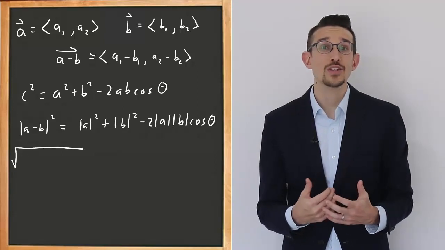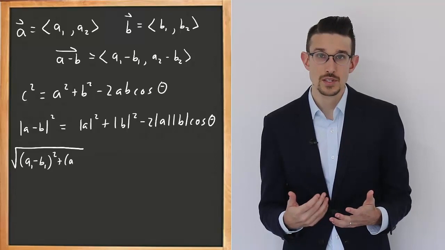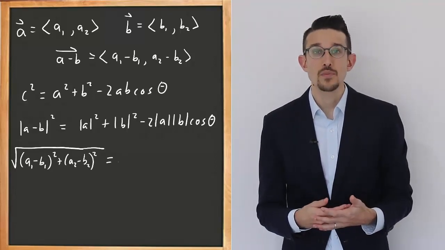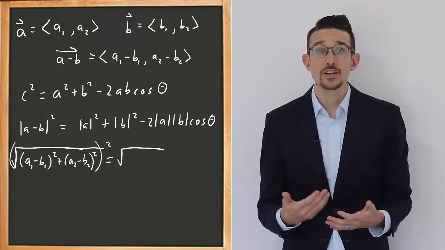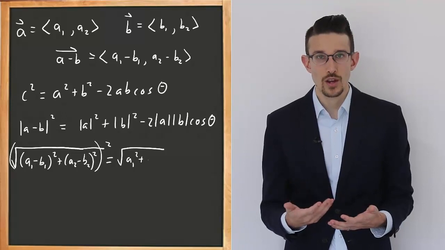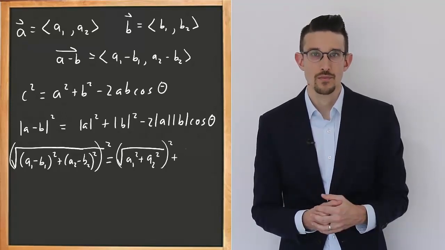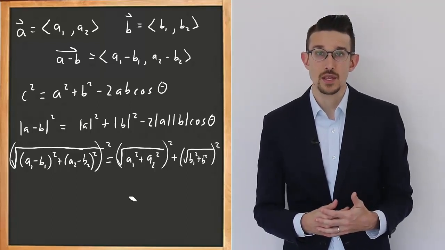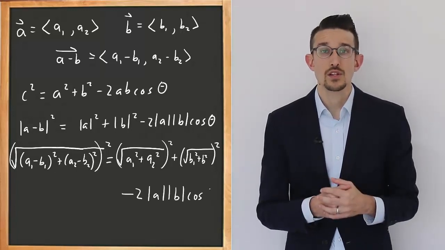All right, now let's substitute some of our components into this equation and see what happens. The magnitude of A squared can simply be A1 squared plus A2 squared. And the magnitude of vector B squared can simply be B1 squared plus B2 squared. Now, let's consider the magnitude of A minus B squared. As you can see, the square is going to cancel our square root.